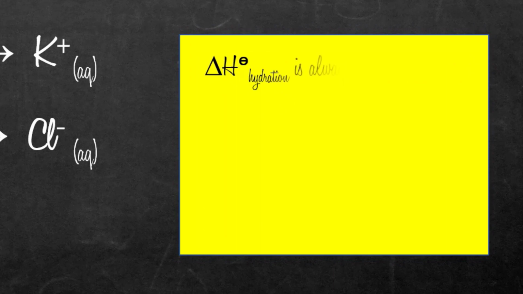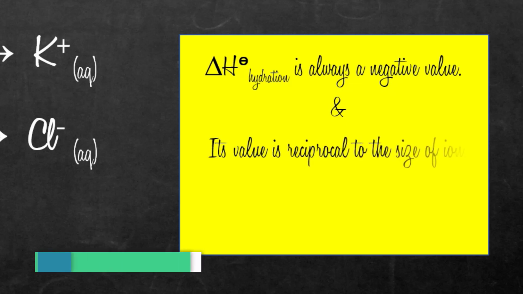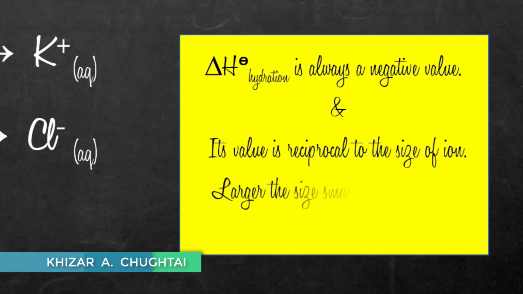Enthalpy of hydration is always a negative value. Its value is reciprocal to the size of ion. Larger the size of ion, smaller its value, and vice versa.